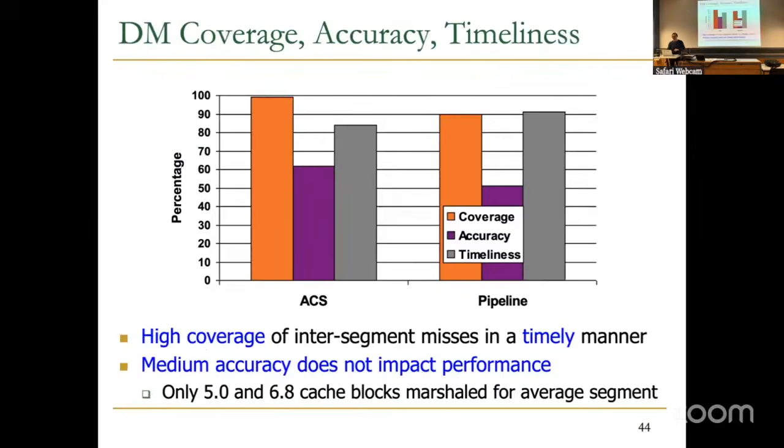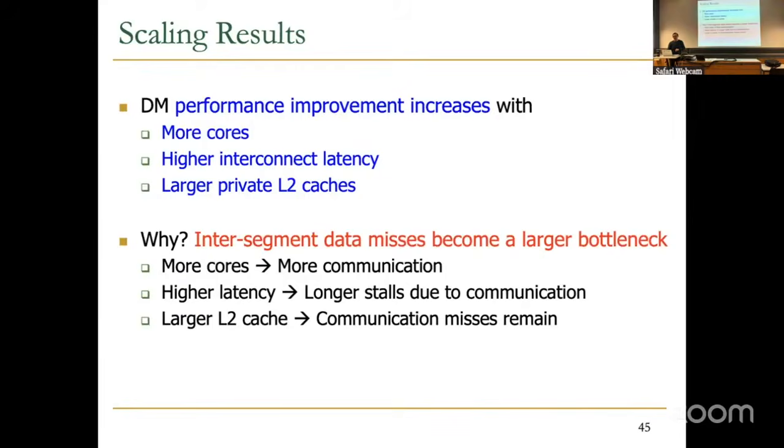Okay. So we actually have interesting scaling results in the paper. The performance improvement of data marshalling actually increased with more cores, higher interconnect latency, and larger private L2 caches. And the interesting thing is, all of these are happening, right? Meaning this is an idea that could actually be much better in the future. Whenever I analyze some idea, it's good to look at the trends. Clearly, we're adding more cores to systems today. We're having higher interconnect latencies today, and we're having larger private L2 caches.